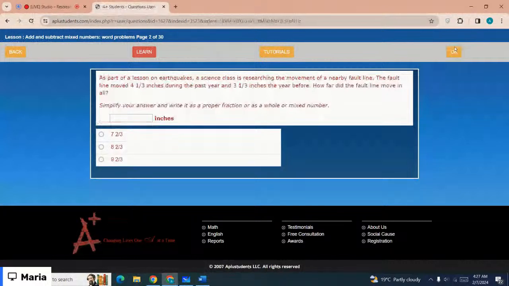The next one is, as a part of a lesson on earthquakes, a science class is researching the movement of a nearby fault line. The fault line moved 4 whole 1 by 3 inches during the past year and 3 whole 1 by 3 inches the year before. How far did the fault line move in all?